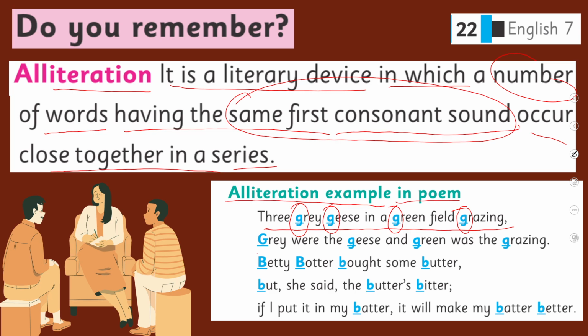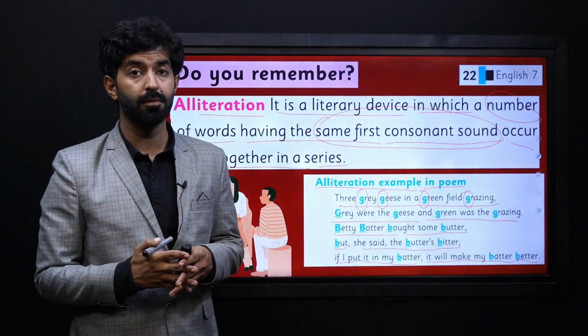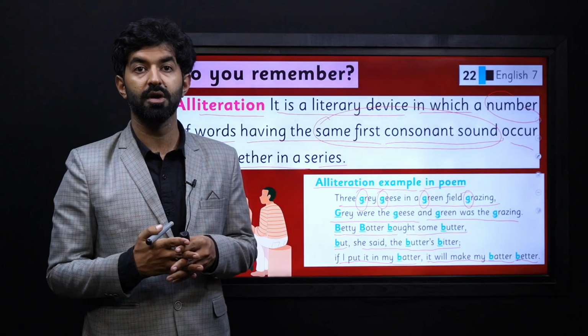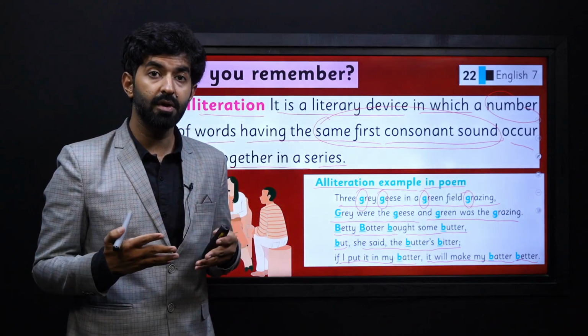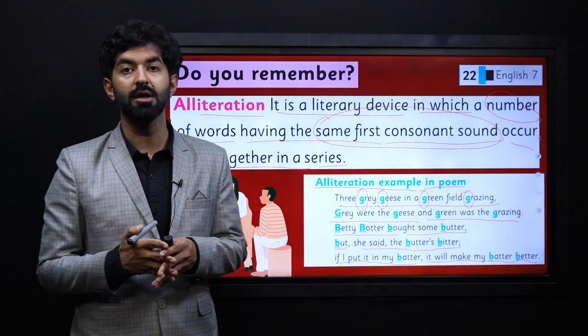Similarly with the line, gray were the geese and green was the grazing, or Betty Botter bought some butter, but she said the butter's bitter. If I put it in my batter, it will make my batter better. So this is an example of alliteration using this poem. We use alliteration to make our poem or our work interesting to the ear, and alliteration helps us remember anything, whether it's short or long, easily, because the consonants are repeating over and again.